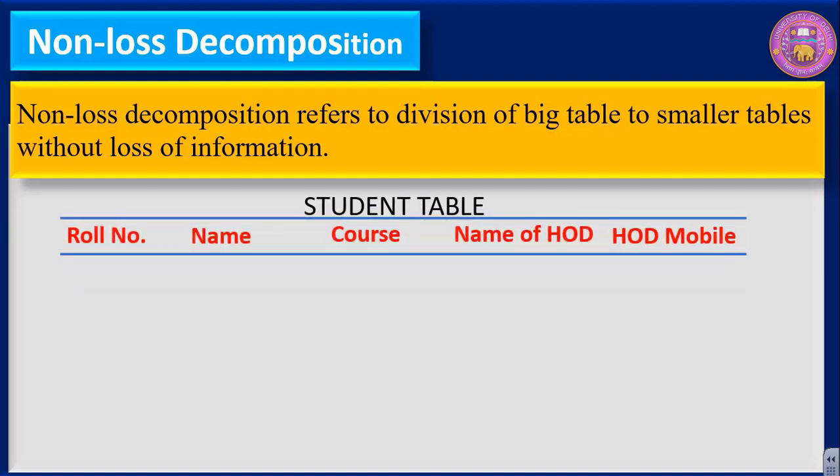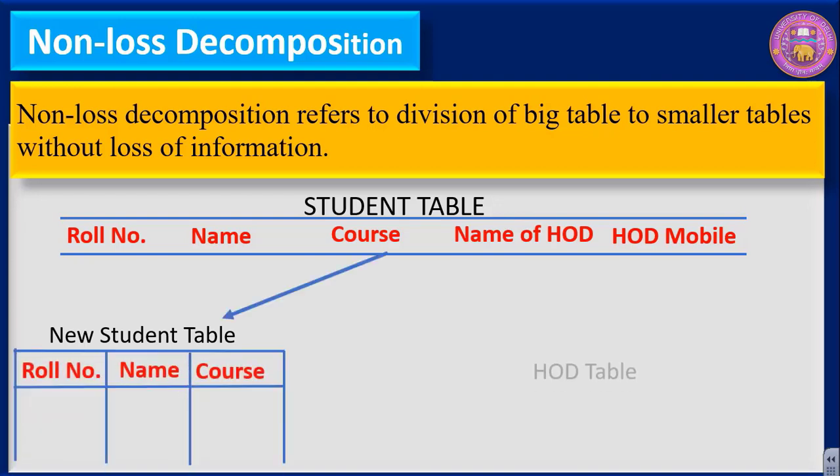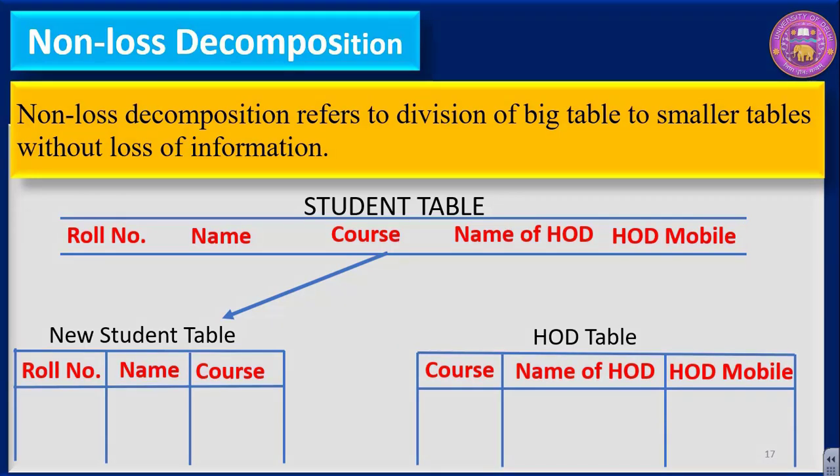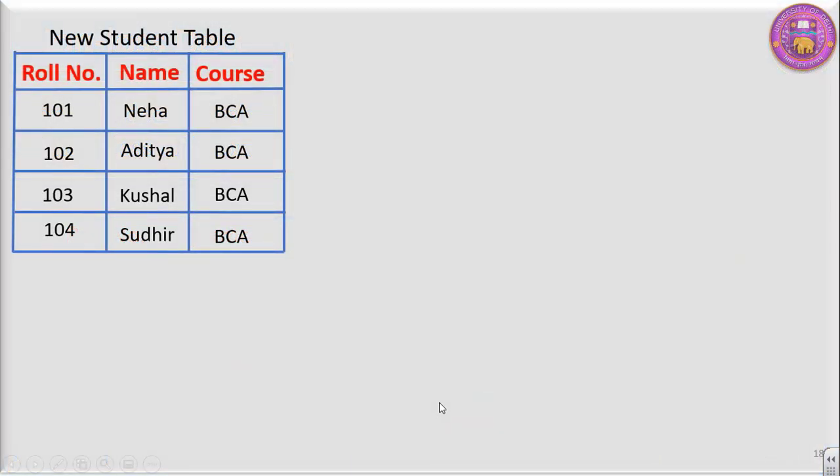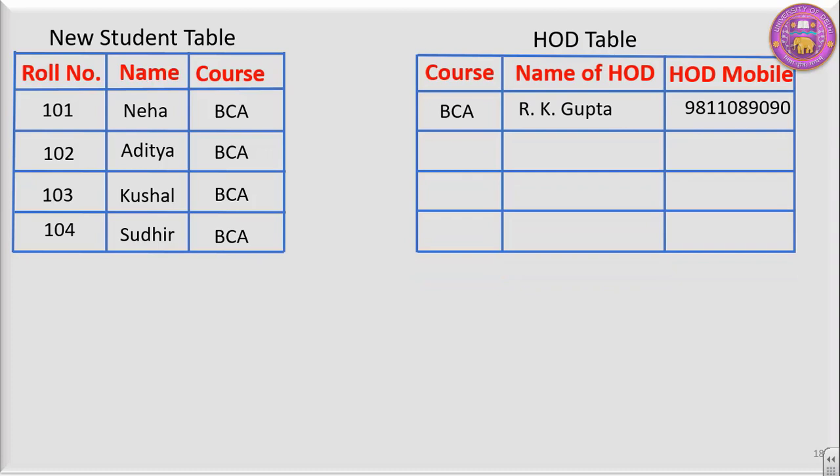Here we have a table, student table. Student table has got number of fields. The first one is roll number, then name, course, name of HOD and HOD mobile. In this case, we will divide the student table into two smaller tables. We can look into this particular table. Now this is a new student table in which there are three fields: roll number, name and course. We have second table, HOD table, in which we have three fields: course, name of HOD and HOD mobile.